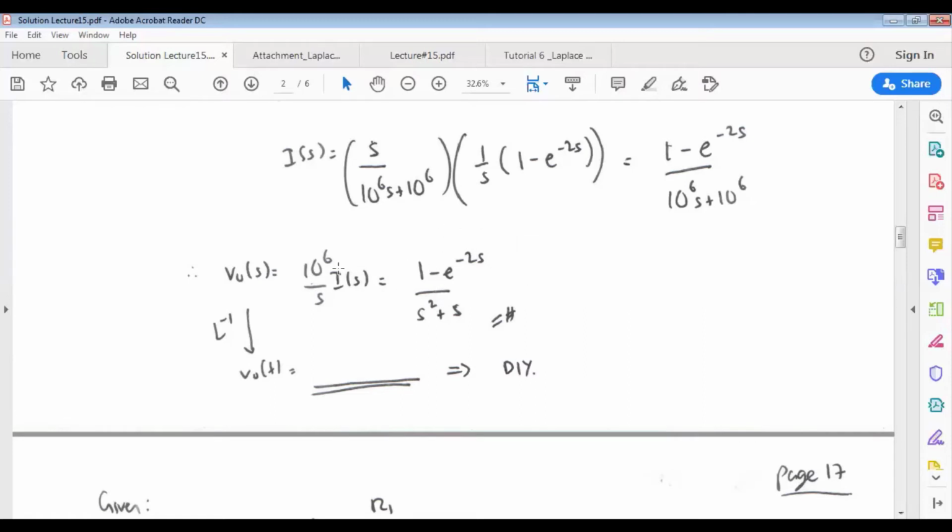To find V_o(t) in the time domain, you need to do the inverse Laplace transform for this term. I left this inverse Laplace transform process for you to solve on your own. If you have any problem with the inverse Laplace transform process, you can always contact me.